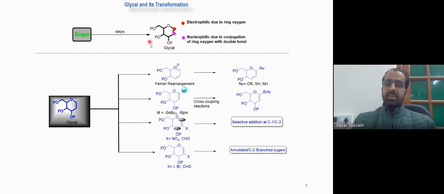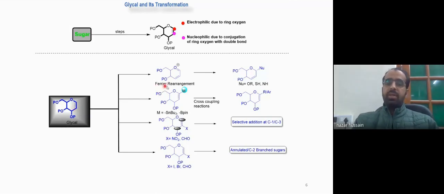The important feature of this molecule is that such type of molecule contains the double bond at C1 and C2 position. And the reactivity of these two carbons is quite different because of the presence of this ring oxygen. So the C1 position is highly electrophilic due to ring oxygen. At the same time, the lone pair of oxygen is in conjugation with this double bond that makes the C2 position nucleophilic. So such type of reactivity in glycals can be utilized for the synthesis of different substituted sugars.